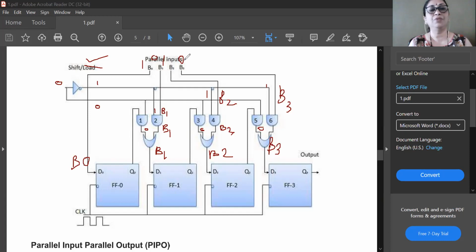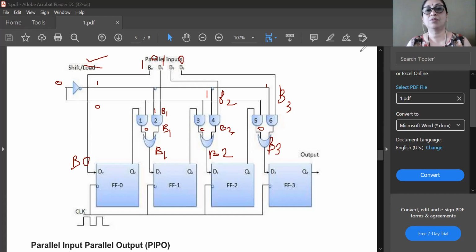Now we should see how to shift this data through output, because here you can observe there is a single output which is denoted as Q3. So all the data must be outputted through this Q3. Okay, so how this happens, that we are going to see.